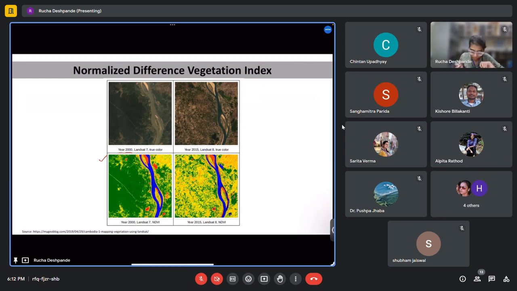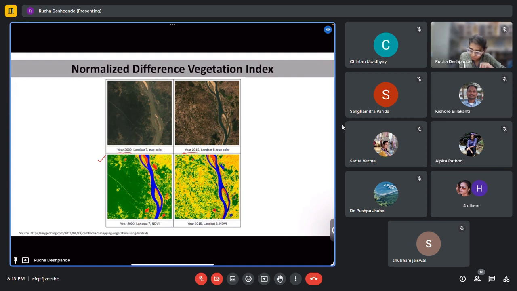So here in NDVI, we can see that the vegetation feature has been enhanced as compared to the true color image. And we can also clearly see the water body and other surrounding pixels. And on the right, there is a second image, which is from year 2015. It's from Landsat 8 and it's a true color image. So on the bottom, we see the NDVI image corresponding to that.